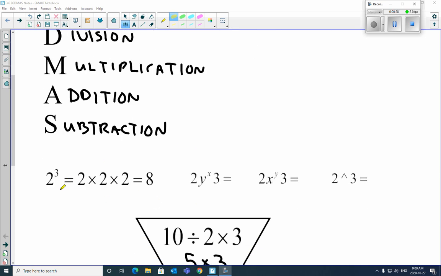Another quick thing here before we move on. 2 to the 3 means 2 times 2 times 2. It's not 2 times 3. It equals 8. To do that with your calculator, these are the buttons here that you would use. Every calculator is slightly different, right? So you either use 2 to the y to the x 3, 2 x to the y 3, or 2 with the little hat to the 3. Okay, now let's do some BEDMAS.